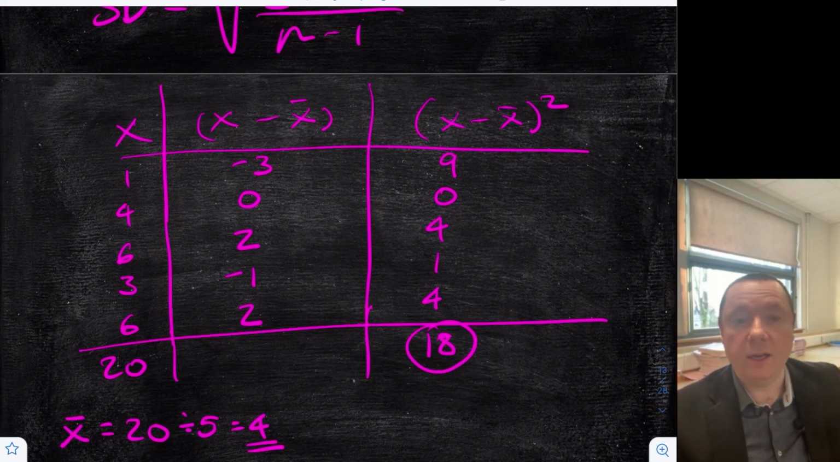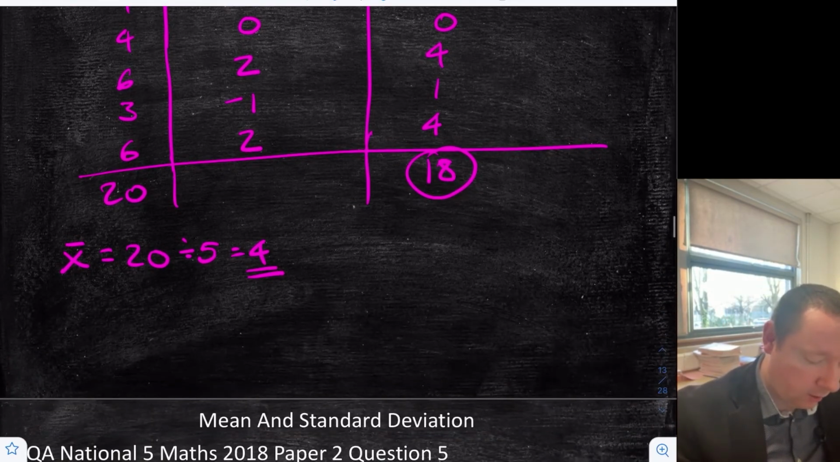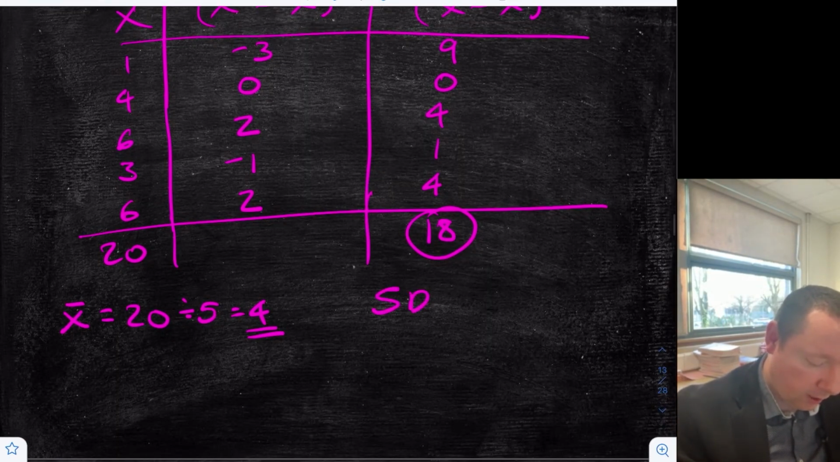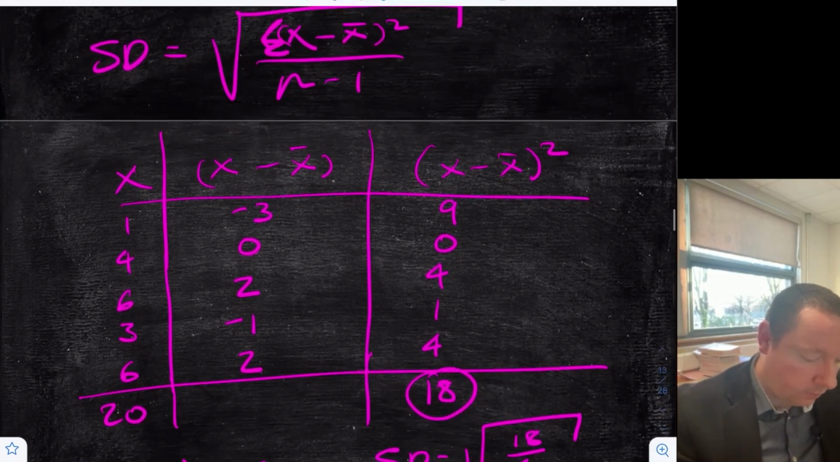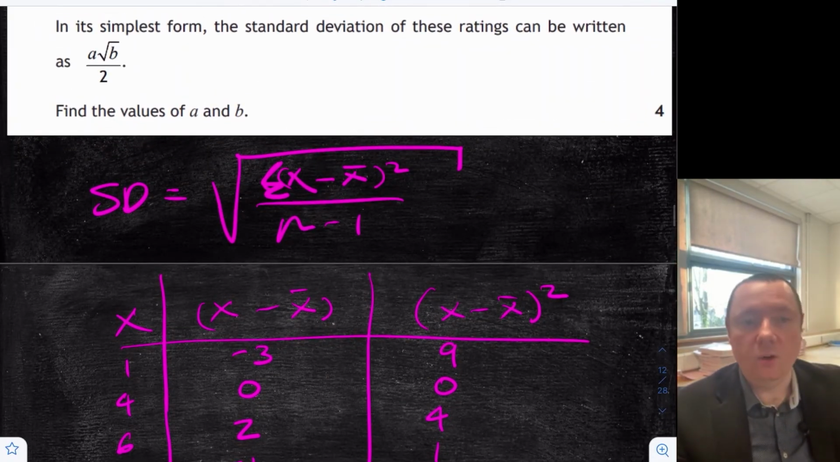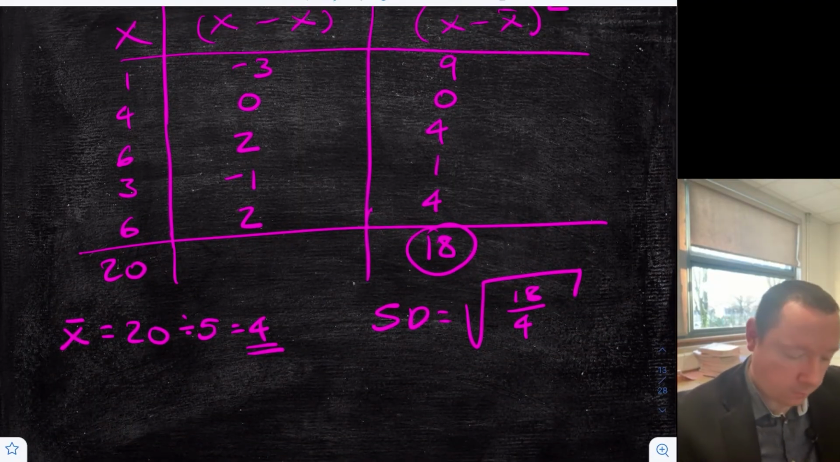Already we've got a mark for calculating the mean, a mark for getting x minus x bar, and then we get another mark for substituting that into our standard deviation, which is the square root of 18 over 4. One more mark left just for using surds. So we have to leave it in the form a root b over 2. So we need to simplify this in some way.